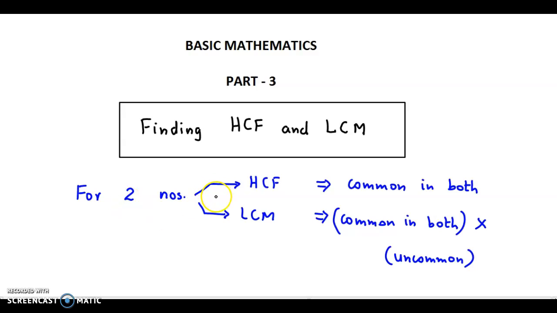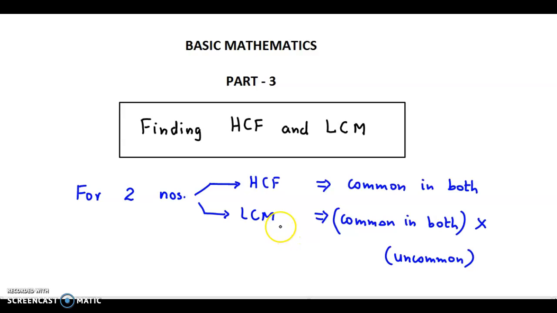Now in this video we are going to discuss how to find HCF and LCM for two numbers and for three numbers. Now for the HCF of two numbers, the first step is to factorize the given numbers into their prime factors. Once you have done that, the HCF is nothing but the product of the common factors in both of them. So HCF is the product of the common factors in both.